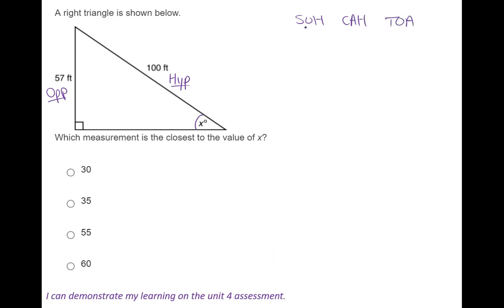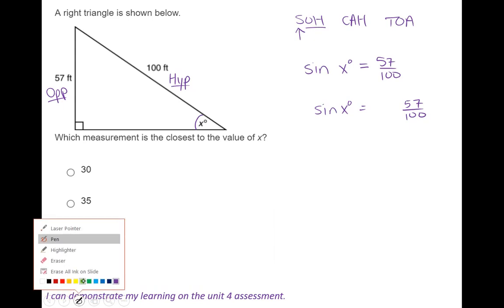Opposite and hypotenuse are here, so I'm going to use sine. Sine of x degrees equals opposite over hypotenuse, 57 over 100. Again, I'm trying to solve for x, so this time I'm trying to undo the sine. I'm going to do that with my inverse trig in just a second. I'm going to rewrite this so we can see that step.